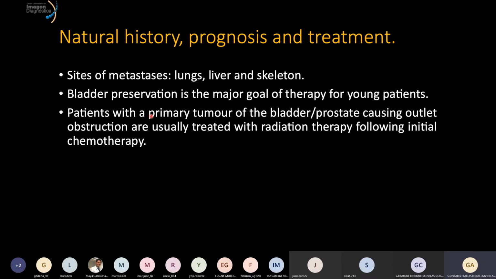If the tumor is too large, these patients are going to be treated with radiation followed by chemotherapy. If the tumor is localized and can be resected, it's going to be resected. It can be a prostatectomy in the case of the prostate, or if it is in the bladder, then the surgeons can do a partial cystectomy, and then give chemotherapy and radiotherapy.